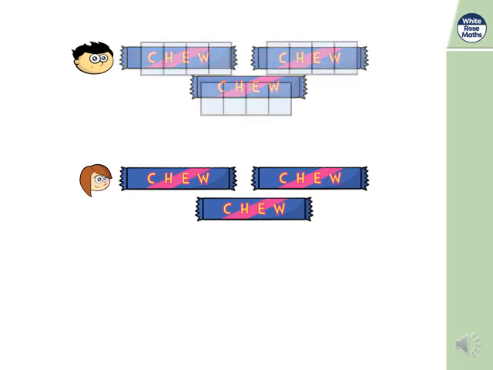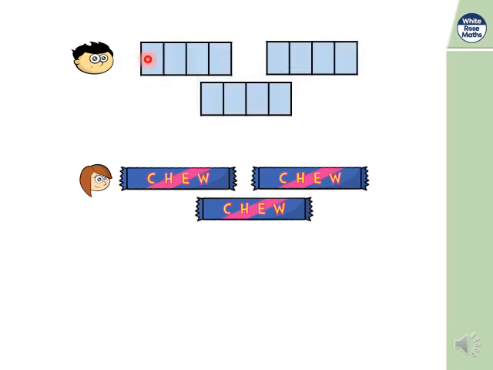So, Jack split his into quarters. So here we can see his 3 bars in quarters. There's 4 quarters, 4 quarters, and 4 quarters. And he says he ate 5 of them. So he's got 12 quarters.